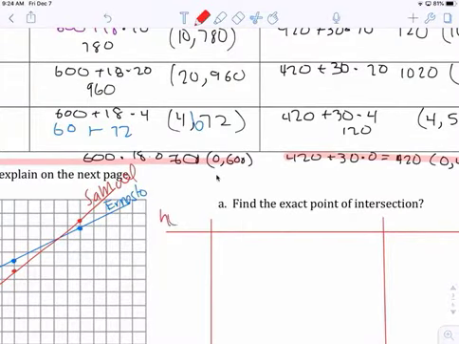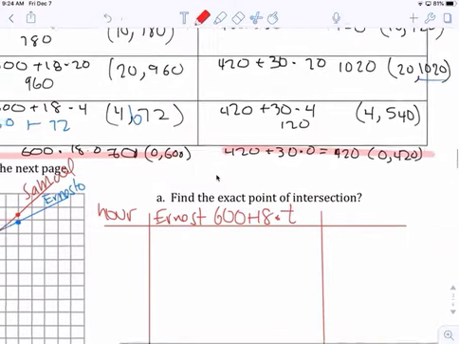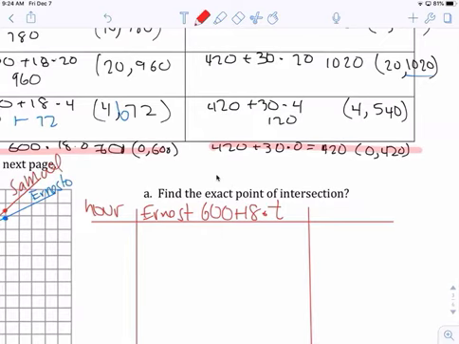Hours of overtime. And this first one is Ernesto, and his equation was 600 plus 18 times T. And this one was Samuel. Let's just put Sam. And his equation is 420 plus 30 times T. Okay?